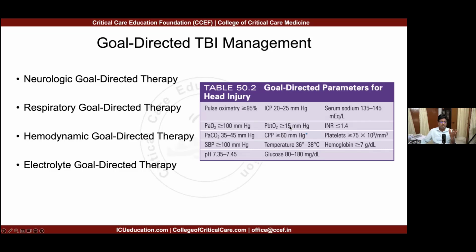If oxygenation is more than 15, it is fine. If it is less, less. Cerebral perfusion pressure should be more than 60. Temperature: no role of hypothermia. You just keep the patient euthermic. If there is a fever, treat it aggressively.